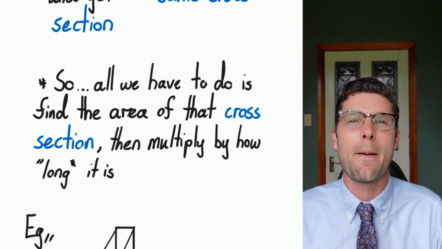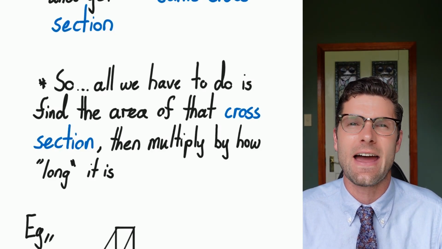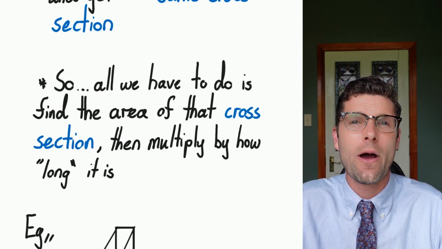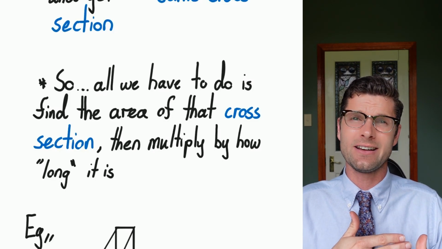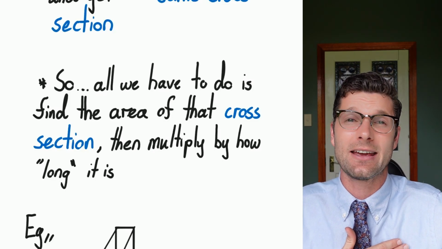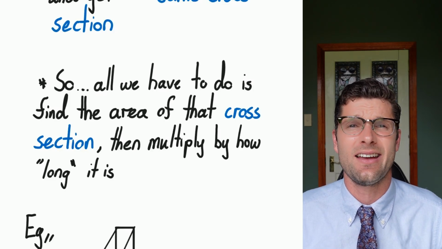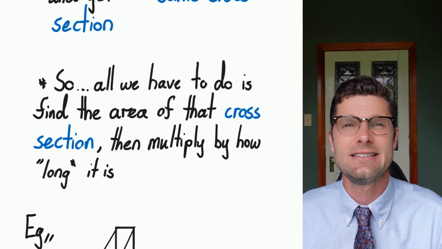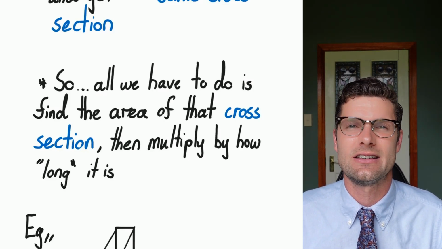So if you're thinking about the rows, like I did in that first example, all we're working out is the area of the front and then how many rows back it goes. If you're on top of that, you're going to find this incredibly easy, and we're just going to see it in a couple of examples now.